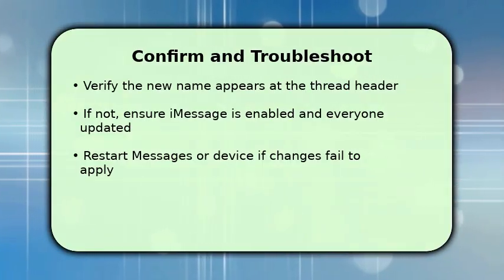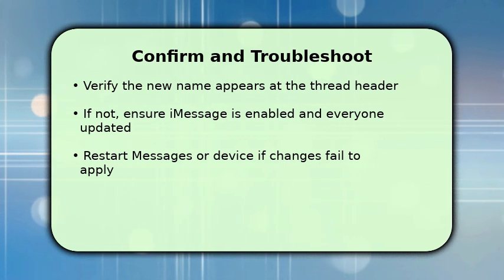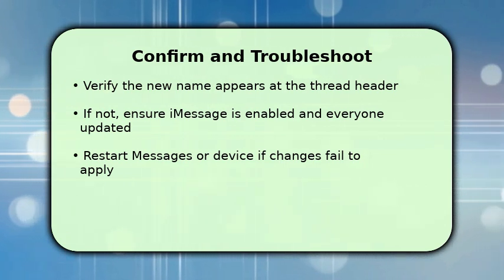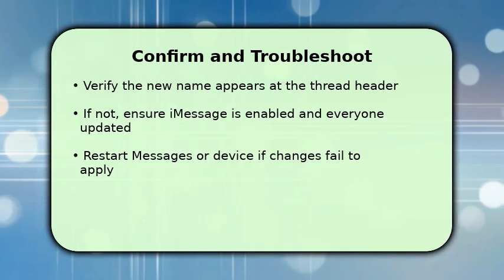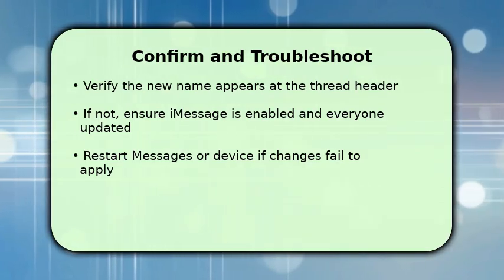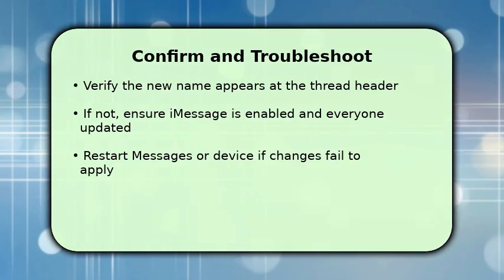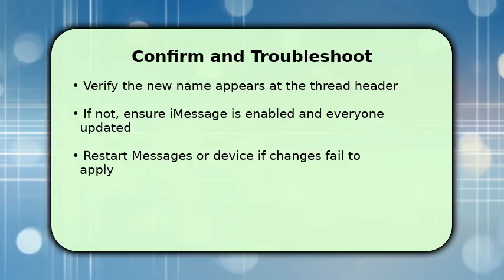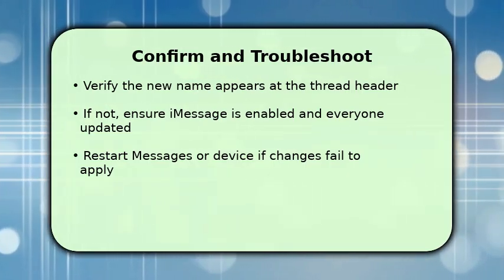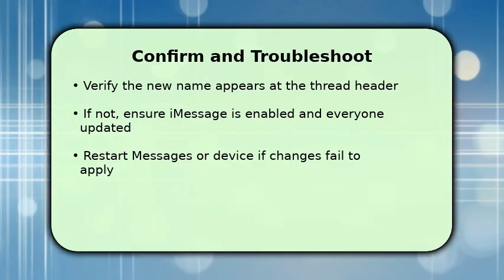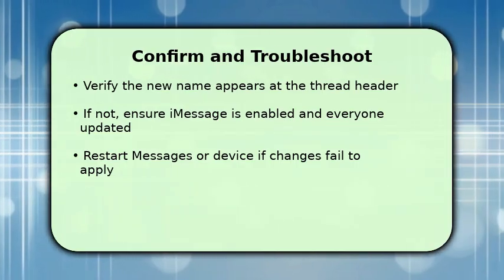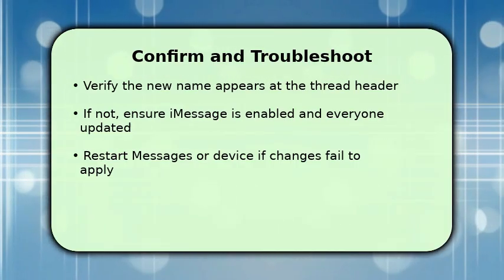This verifies success. If the name does not show, make sure iMessage is enabled in settings and that every participant has a current iOS version and network connection. If problems persist, restart the Messages app or the device and then reapply the name. This often clears sync issues and forces the update to propagate across Apple servers and clients.